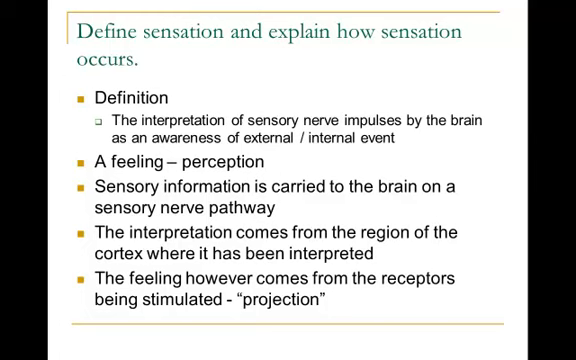Sensory information is carried to the brain. The brain takes it and figures out what it is. It goes to the part of the cortex. Remember, that's the covering over the top of our brain where all the cell bodies are, and it decides what it is. That feeling, however, may come from the receptors, like your photoreceptors in your eyes, but in actual fact, we're interpreting it in our brain, but we project it back to our eyes so that it seems like your eyes are seeing that.